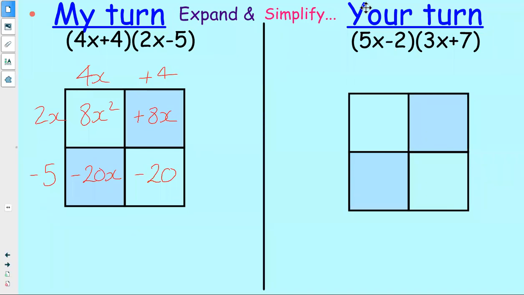It becomes 8x squared, subtract 12x, subtract 20. Okay, pause it now for me, guys. Make sure that's written down in your notes and do your turn for me, please.